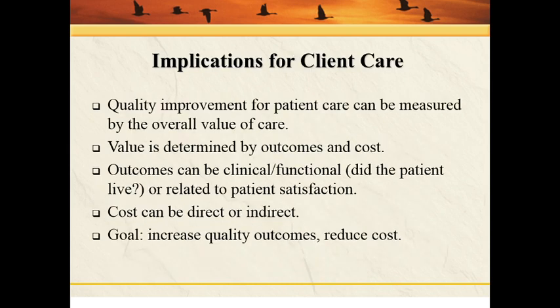So what are the implications for patient care? Now we are slowly moving on to the patient care side. Quality improvement for patient care can be measured by the overall value of care. So something that we do to improve patient care, how are we going to measure it? By considering the overall value of that particular care, and value is determined by outcomes and cost. So simply, whatever you do, the outcome will predict your value, right? Outcome can be clinical or functional, something like, within brackets we have given, did the patient live, or related to patient satisfaction.